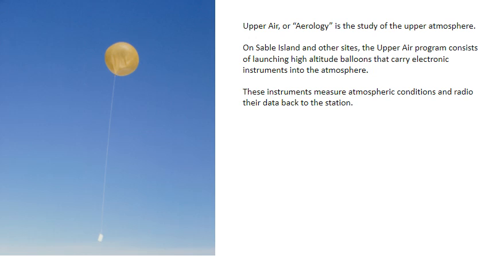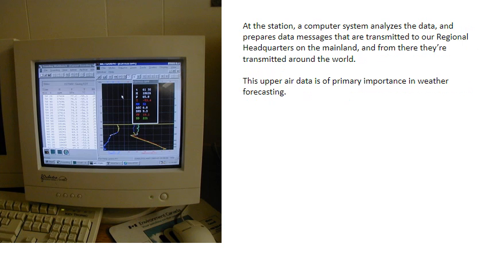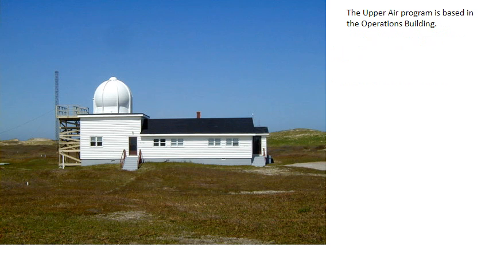On Sable Island and other sites, the upper air program consists of launching high-altitude balloons that carry electronic instruments into the atmosphere. These instruments measure atmospheric conditions and radio their data back to the station. At the station, a computer system analyzes the data and prepares data messages that are transmitted to our regional headquarters on the mainland, and from there they're transmitted around the world. This upper air data is of primary importance in weather forecasting.